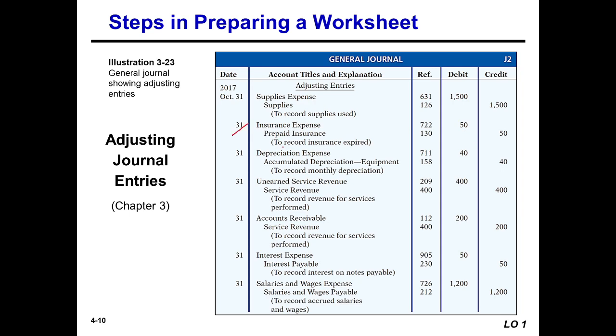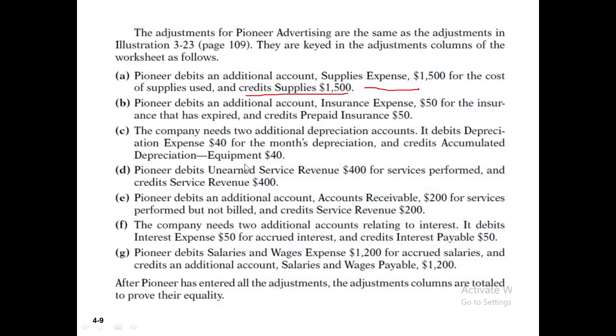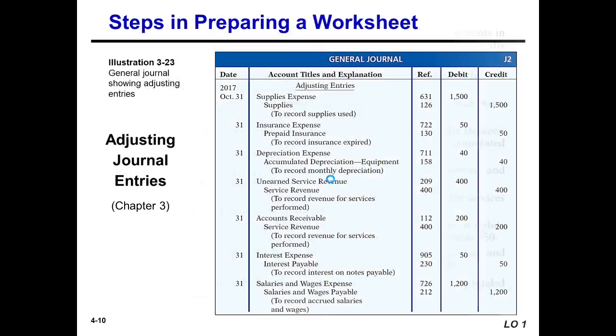Number three, the company needs two additional depreciation accounts. In debits, depreciation expense 40 for the month's depreciation, and credits accumulated depreciation equipment 40. So here depreciation expense will be debit and accumulated depreciation will be credit, 40 taka.